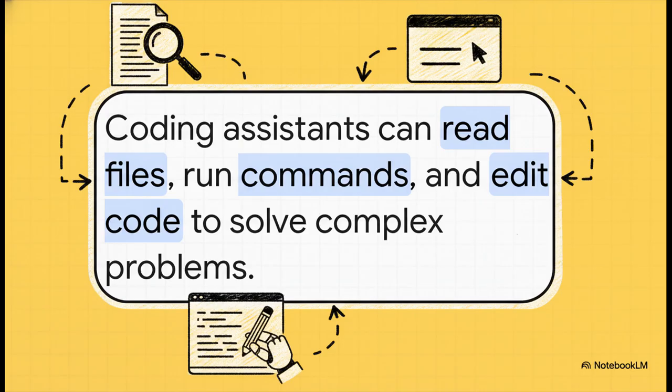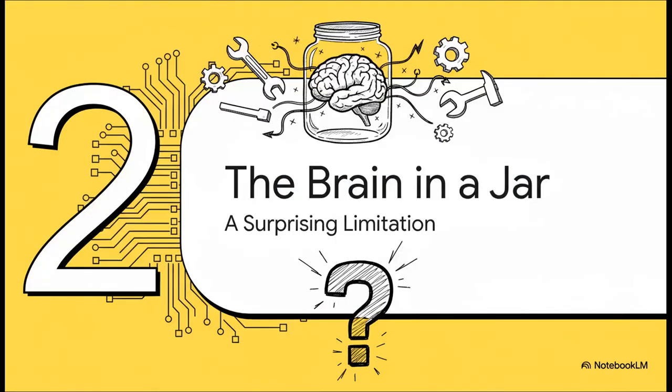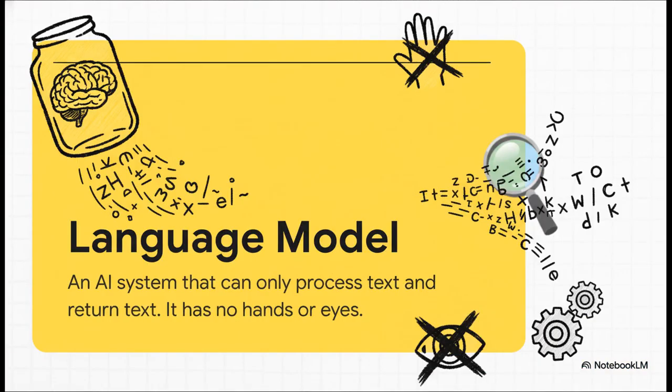But this actually creates a really interesting puzzle. And that puzzle brings us to this idea of the brain in a jar, because at the absolute core of this powerful AI, there is one huge, surprising limitation that we have to overcome. See, the engine driving these assistants is a large language model, and the best way to think about it is as a brilliant brain floating in a jar. It's a genius at understanding and writing text. You give it text, it gives you text back. But that's it. It has no hands to type commands, it has no eyes to read your files, it's totally, completely isolated from the real world.